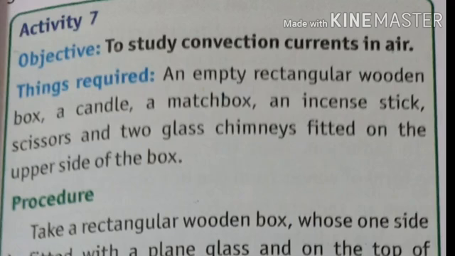Gases. Gases are bad conductors of heat. Heat travels in gases by convection. We will see activity 7 to learn more about convection current in gases. Objective: to study convection current in the air. Things required: an empty rectangular wooden box, a candle, a matchbox, an incense stick or agarbatti, scissors and 2 glass chimneys fitted on the upper side of the box.